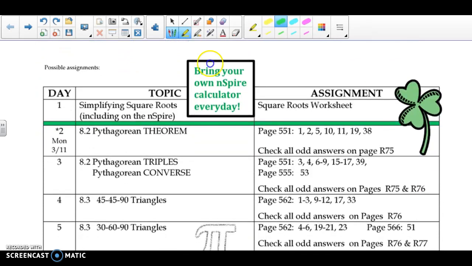One thing that mine says that yours doesn't is the fact that you need to be bringing your own Inspire every day. And it specifically needs to be the Inspire because the other calculators are not going to do that for you.